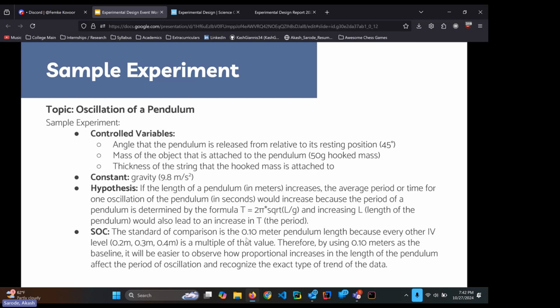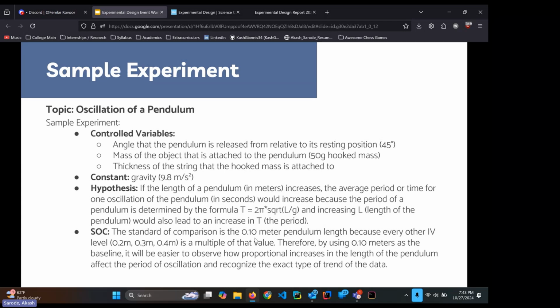So in this experiment, it wasn't really easy to come up with the standard of comparison, but in a lot of experiments, chemistry experiments especially, it's definitely a lot easier. In a lot of experiments, you can literally use the value 0 as an IV level, and that would serve as a good standard of comparison.